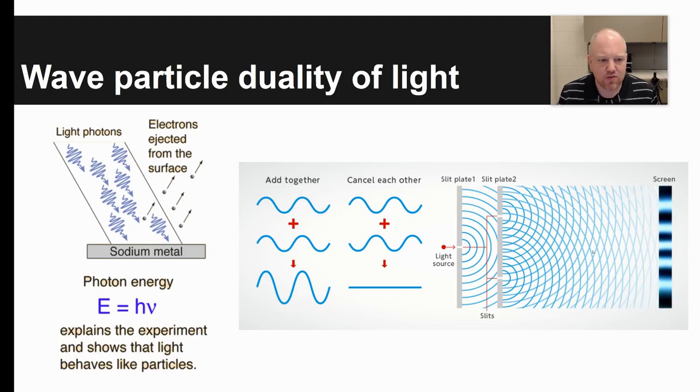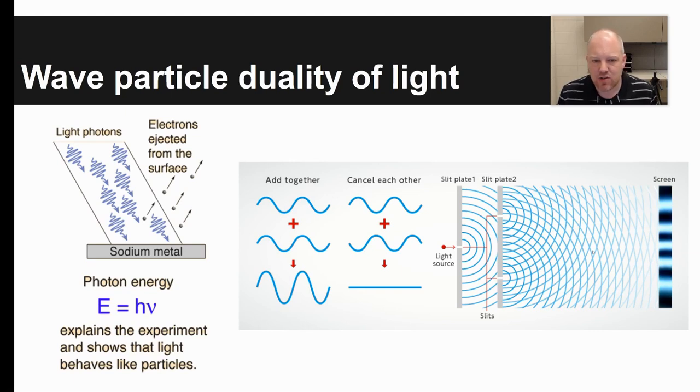Light has some interesting properties in that it can act as though it is a wave, or it can act as though it is a particle. This is referred to as the wave-particle duality of light. So how can light act as a particle? You've heard of photons before. Photons, just electrons ejected from the surface of a material. That's light acting as a particle.